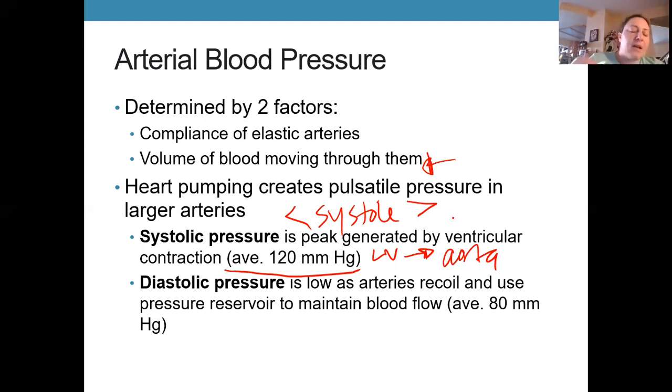And so the lowest that it goes is during diastole of the ventricles, because that's when we're refilling the heart and the heart is not pushing any more blood out. So we call it the diastolic pressure. And this is on average 80 millimeters of mercury.